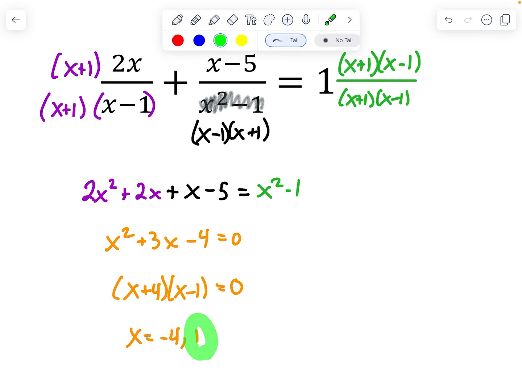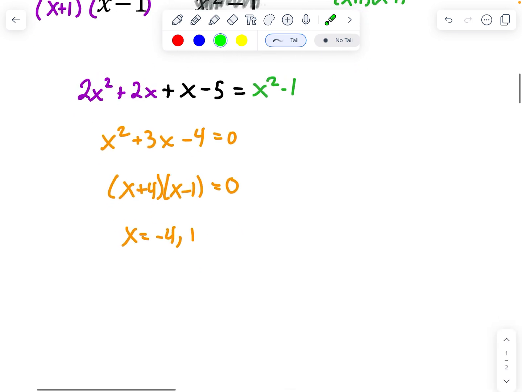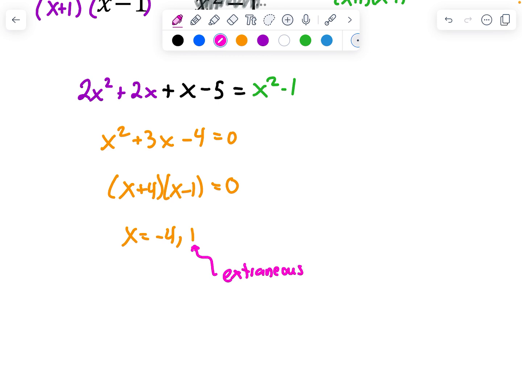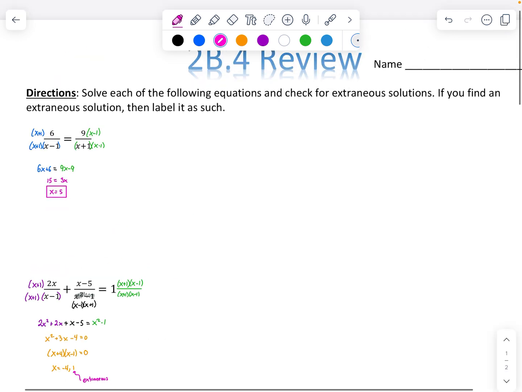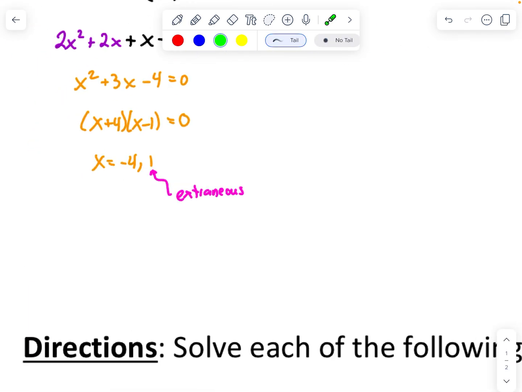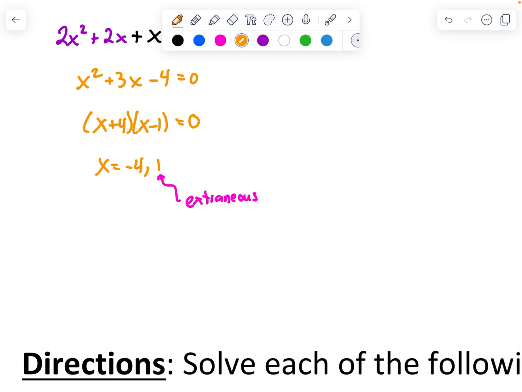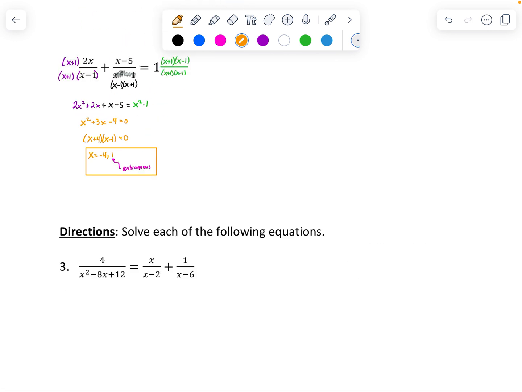But you can't plug in positive 1 right here because you would get 0 on the bottom. So therefore, we're going to label that one as being extraneous. And the word will be written on the test. I know people don't know how to spell that word very easily, but it'll be written on there. There it is. And even if you misspell it still, I don't really care actually. So, all right, there we go for number 2. Now, again, ignore the directions. We should be checking for extraneous solutions on all of these.